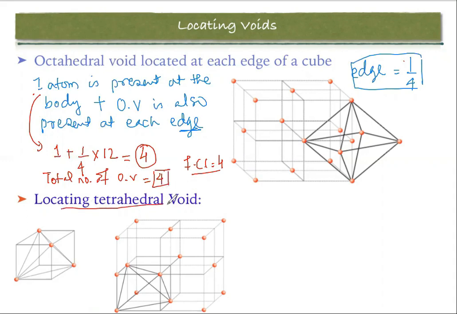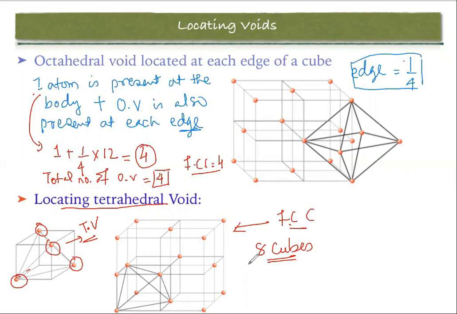Now coming to the tetrahedral void. This is the FCC structure. If you look at the small cube, one tetrahedral void is created there. So 1 atom, 2 atoms, 3 atoms and 4 atoms. In these 4 atoms, one tetrahedral void is created. Now how many small cubes are there to form one FCC? Total 8, right? 8 cubes.